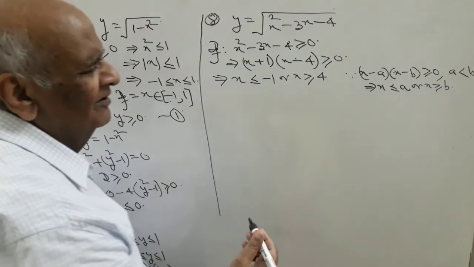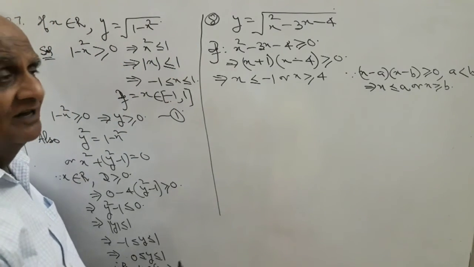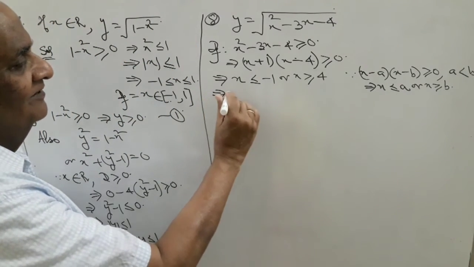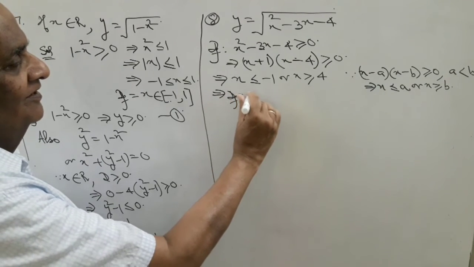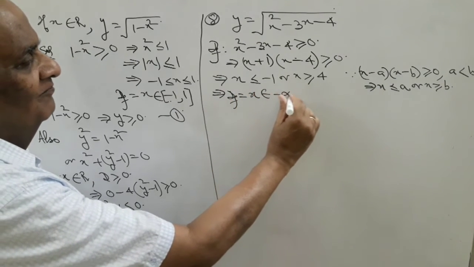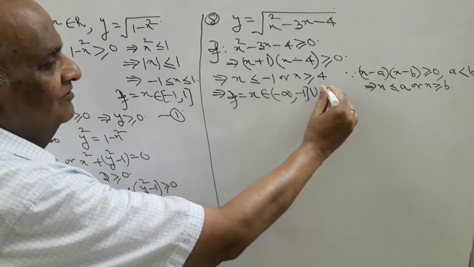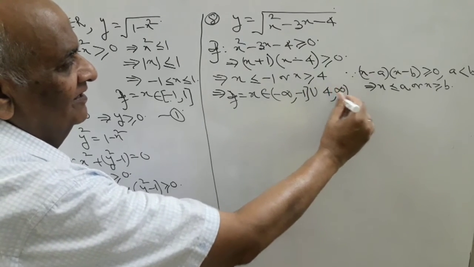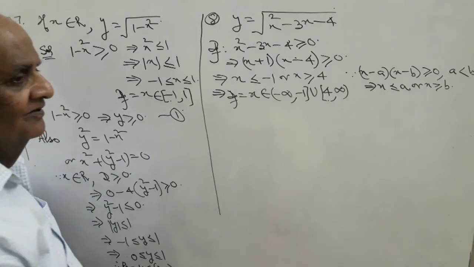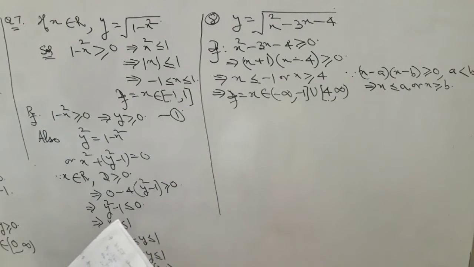You can see our previous video lecture also. This implies that the domain of the function is x belongs to minus infinity to minus 1 union 4 to infinity, like this. This becomes the domain of the function.